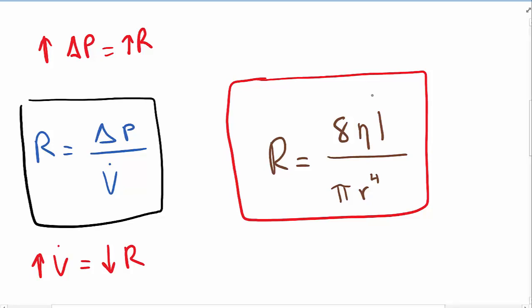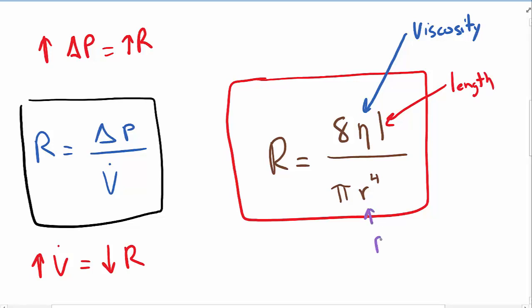This represents viscosity, or the thickness of a solution. This represents the length right here. It's L for length, the length of the tube. And this R represents the radius of the tube.